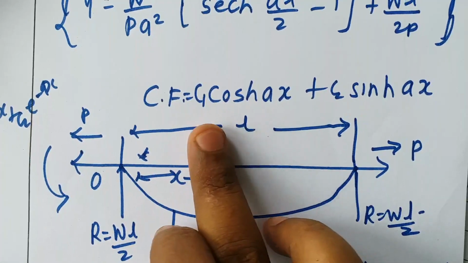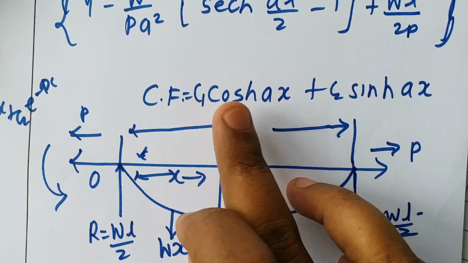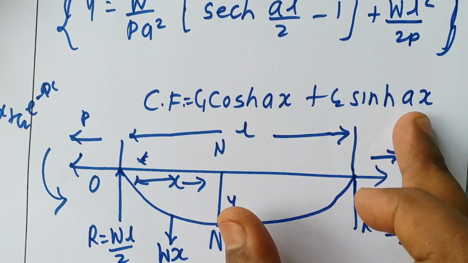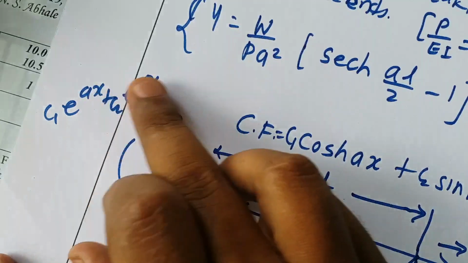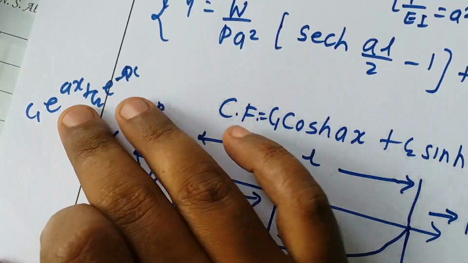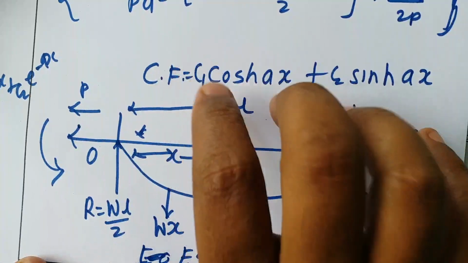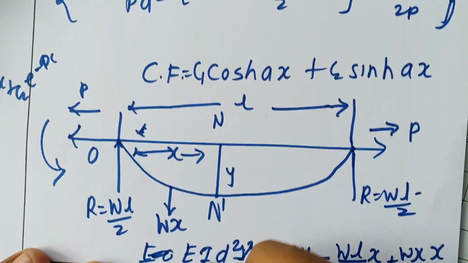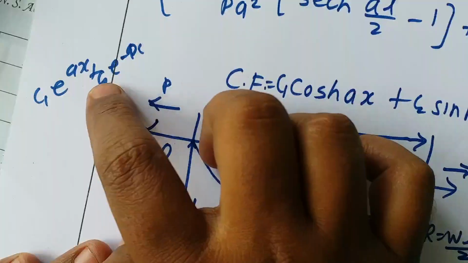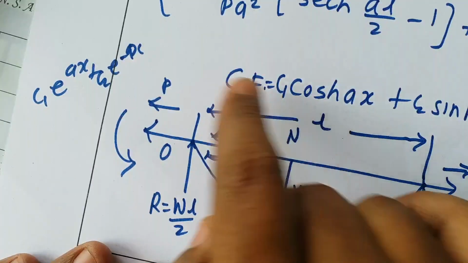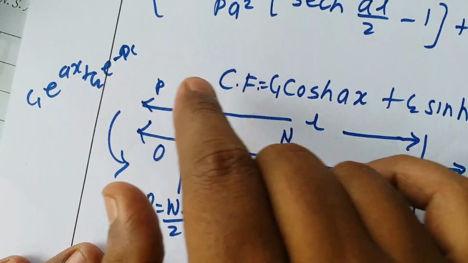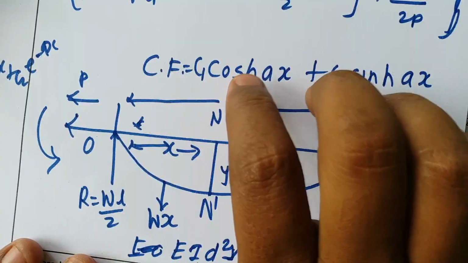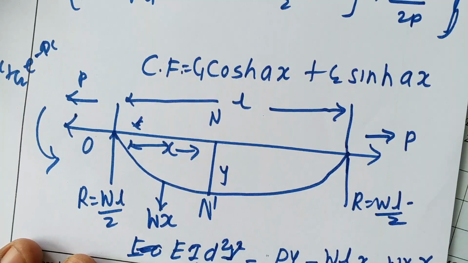And CF here is very important: you need to consider it in terms of hyperbolic functions, c1 cosh ax plus c2 sinh ax. Instead of the usual form with roots plus minus a, consider this form of CF for this particular problem, then only you will get a solution in terms of hyperbolic functions. It doesn't matter which form you use whenever the roots are plus minus a. That's why this version of CF we have not discussed before; only for this particular problem we are considering this version of the complementary function.